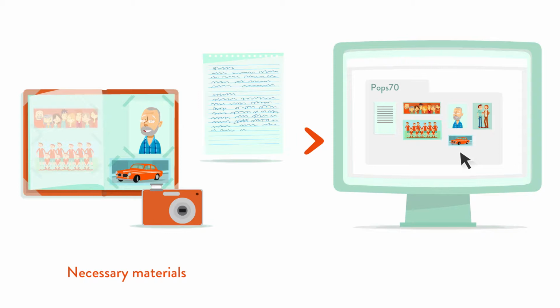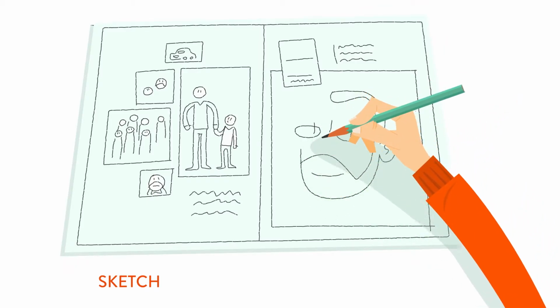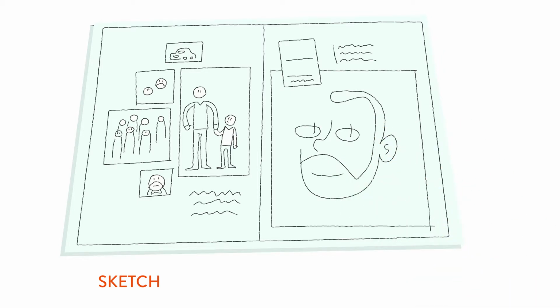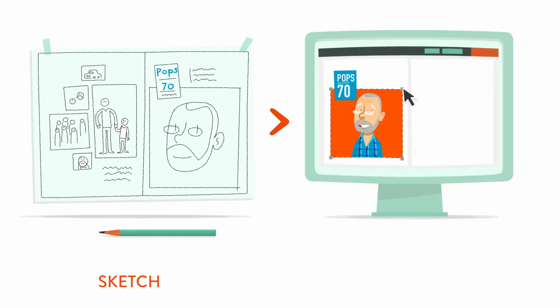Do you have a specific design in mind? Before you get started with the online editor, grab a pen and a piece of paper and make a rough sketch of your layout in the same format as the newspaper. There! Now you're all set to get started with Happiedays.